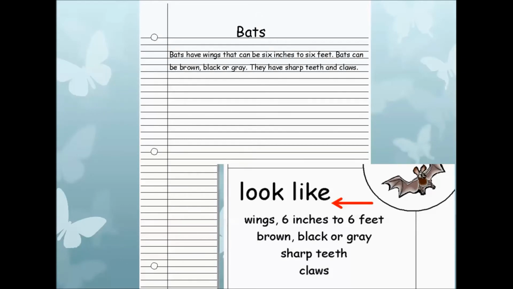So now I've taken my research and written my sentences. I'm remembering to start my sentence with an uppercase letter and to end my sentence with punctuation. My sentences on how bats look are: Bats have wings that can be 6 inches to 6 feet. Bats can be brown, black, or gray. They have sharp teeth and claws. Now I'm ready to work on the next section of my research paper.